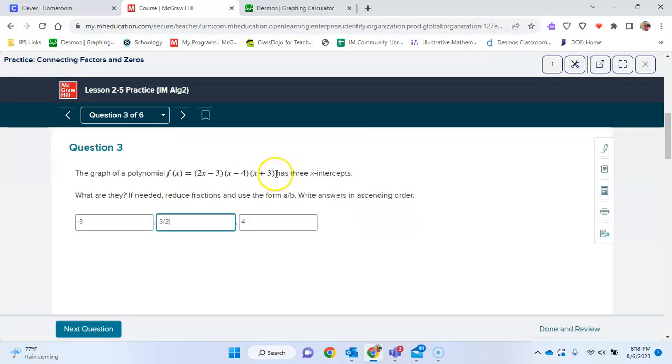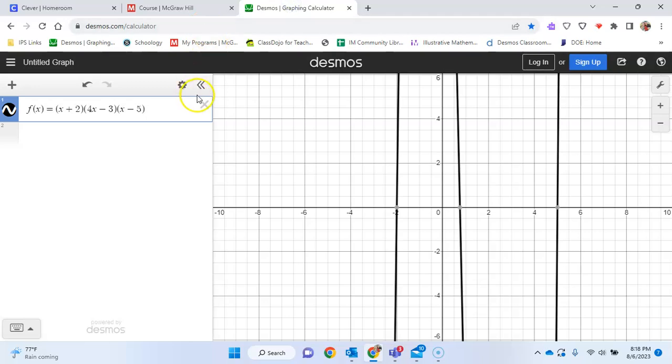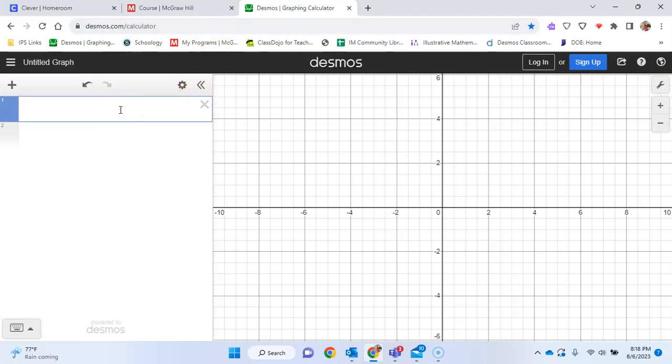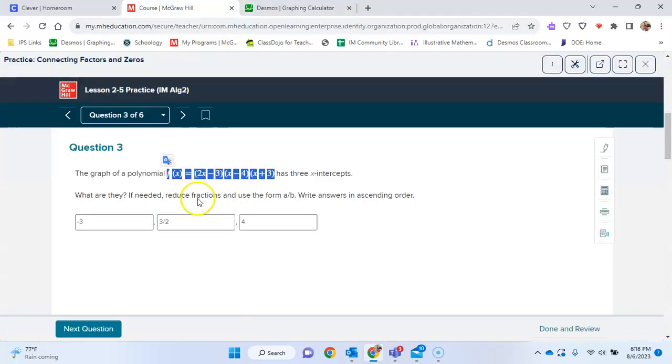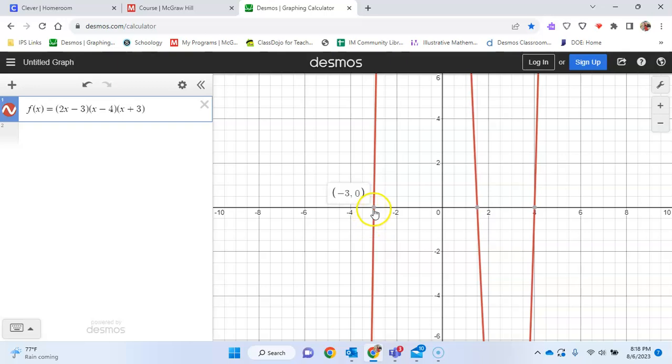Again, I want to show you in the graphing calculator, so I'm going to copy it, including the f of x, Control C, Control V. What were the factors supposed to be again? -3, 3 halves, and 4. -3, 3 halves, 3 divided by 2 is 1.5, and 4.